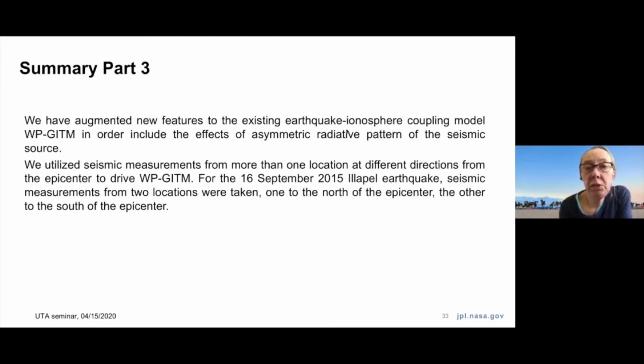So the current state of WP-GITM is that we have added new features to the coupling model, including the effect of the asymmetric radiation pattern of a seismic source. And we use seismic measurements from more than one location to try to understand how TEC is disturbed. We're currently working on improving this model. For one thing, our semi-analytical part, WP, assumes an isothermal atmosphere, which of course is a pretty rough assumption, but it was something that we just needed to start with. Right now, we are trying to incorporate a stratified atmosphere, which we believe will improve our estimates of electron density and phase, and match the phase of the measurements better.